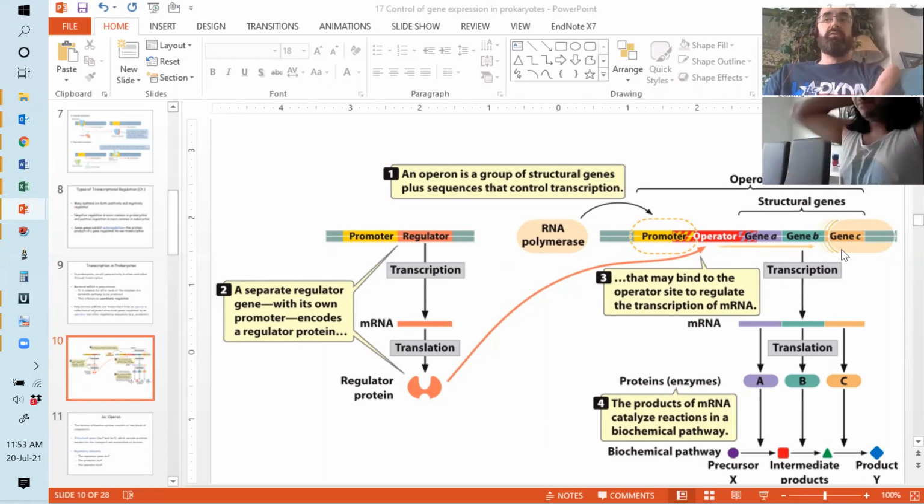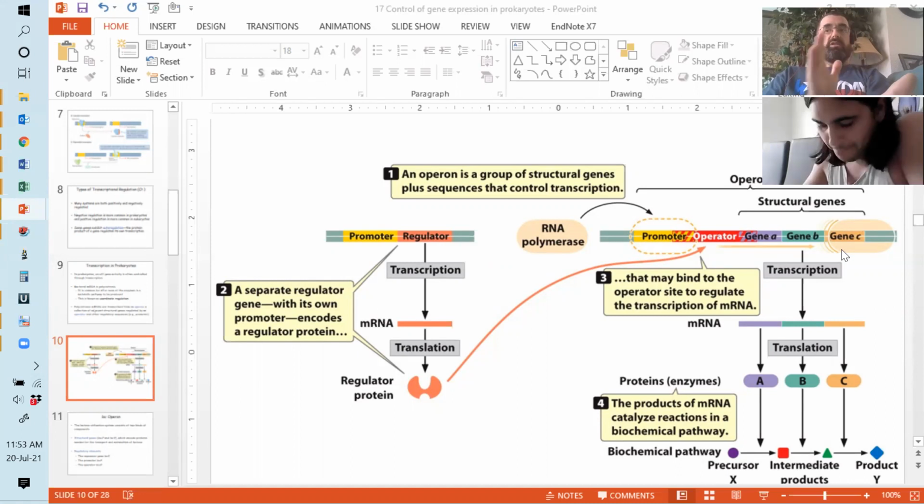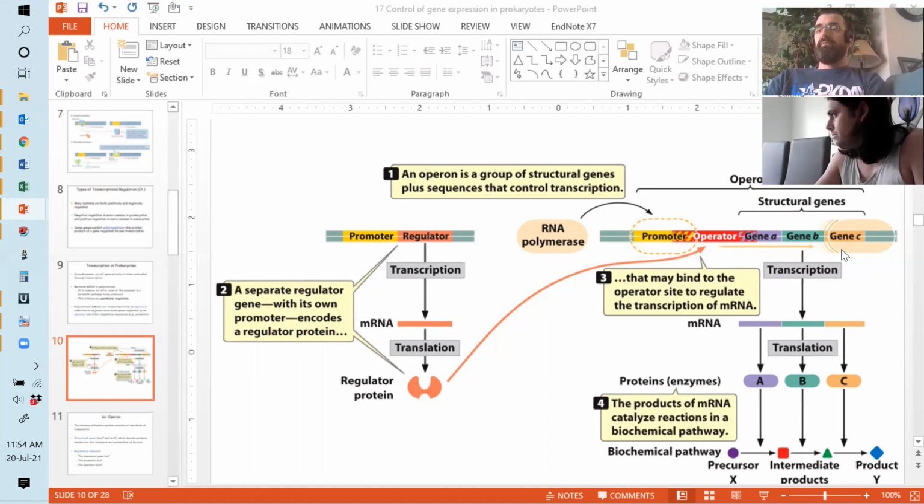So if you want to turn off transcription, you literally just put a roadblock between the RNA polymerase and the things that it's supposed to transcribe. If there's something bound to that operator, RNA polymerase will not be able to transcribe those genes. Sometimes it actually physically blocks RNA polymerase from binding, but the overall effect is the same.